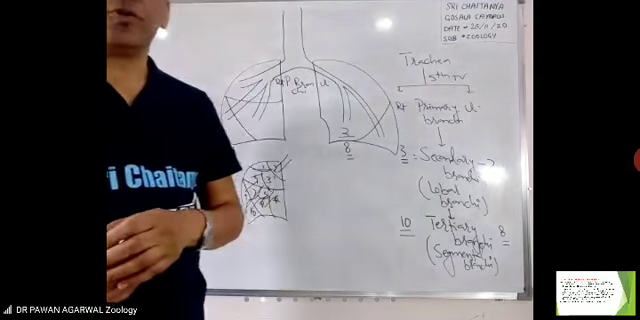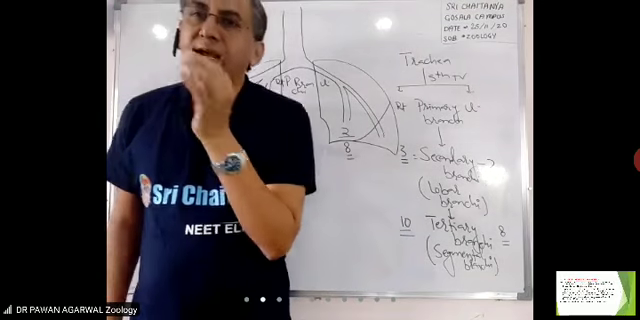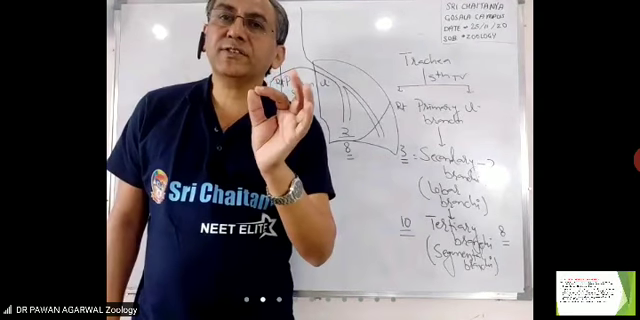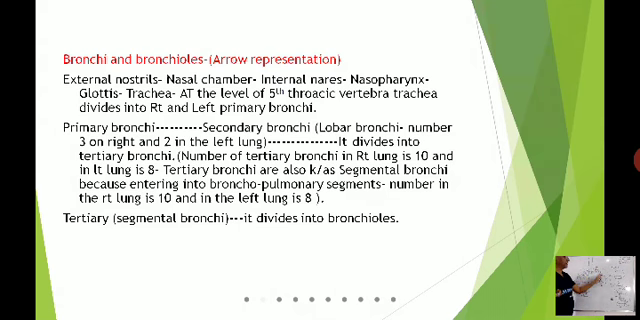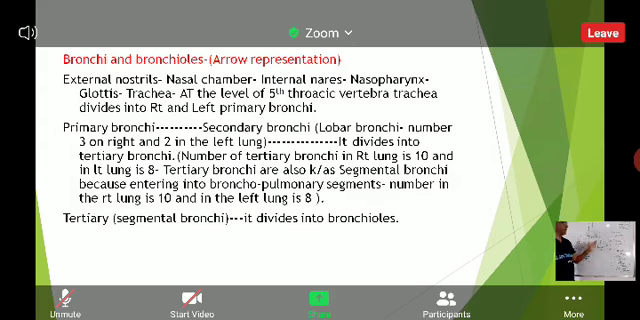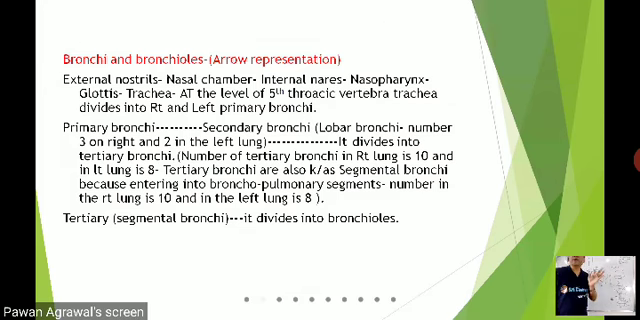I am saying again, at the level of the fifth thoracic vertebra, the trachea divides into 2 primary bronchi, right and left primary bronchi. Right primary bronchi enters in the right lung, left enters in the left lung. After entering into the lungs, there are 3 lobes on the right, 2 on the left. So there are 3 secondary bronchi on the right, two secondary bronchi in the left. They are entering into the lung lobes, so they are also known as the lobar bronchi.